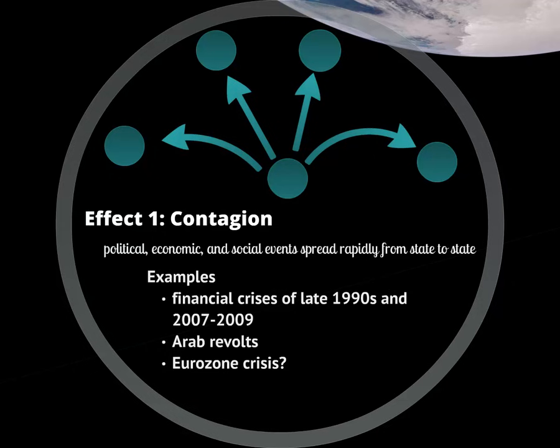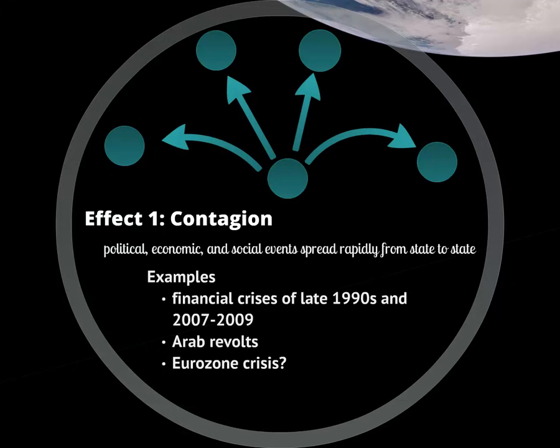This was the case with the Asian financial crisis at the end of the 1990s, and of course with the Great Recession, which started in the United States before spreading to virtually every corner of the world. This might also be the case with the Eurozone crisis if EU leaders are unable to prevent what at the time of this recording seems to be a rather steady downward spiral.